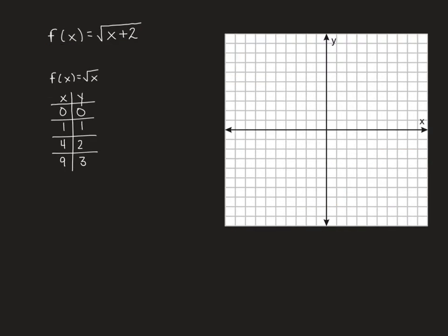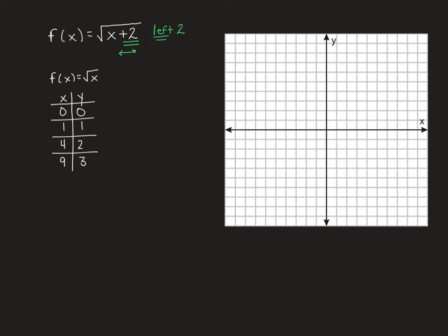So now let's look at the square root of x plus 2. So this time what you should notice is that the plus 2 is underneath the radical with the x, which means it's going to be a horizontal translation. And remember, these do the opposite of the sign. So this means we're going to take square root of x and move all of those points to the left 2.